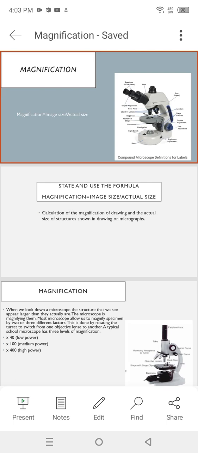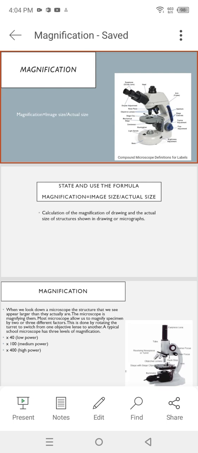Today we will learn about magnification. The formula of magnification is equal to image size over actual size. We can use a microscope for magnification. Calculation of the magnification of a drawing and the actual size of a structure shown in the diagram or micrograph.